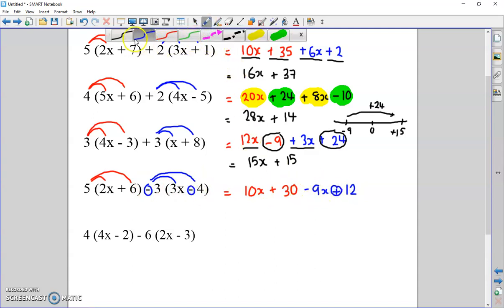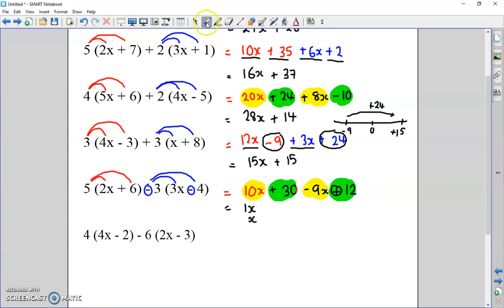If we tidy that up now then, well, with x's, I'm using my highlights this time, we've got 10x from the first bracket, we've got to take away 9 from the second bracket. Well, 10 take away 9 leaves us with 1. And you can write 1x, or you can just write x. That doesn't matter so much. So the numbers, we've got 30 from the first bracket, add 12 from the second bracket, so that makes 42. So 1x plus 42, or just x plus 42.